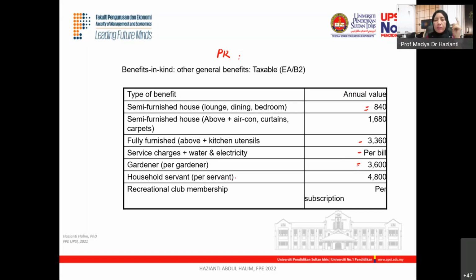Dapat household servant, satu servant 4,800. Dapat recreational club membership per subscription. Recreational club membership ni walaupun pembayaran dalam bentuk cash, dia tak duduk dekat monetary, dia duduk dekat benefit in kind. Itu beza dia juga kat situ.